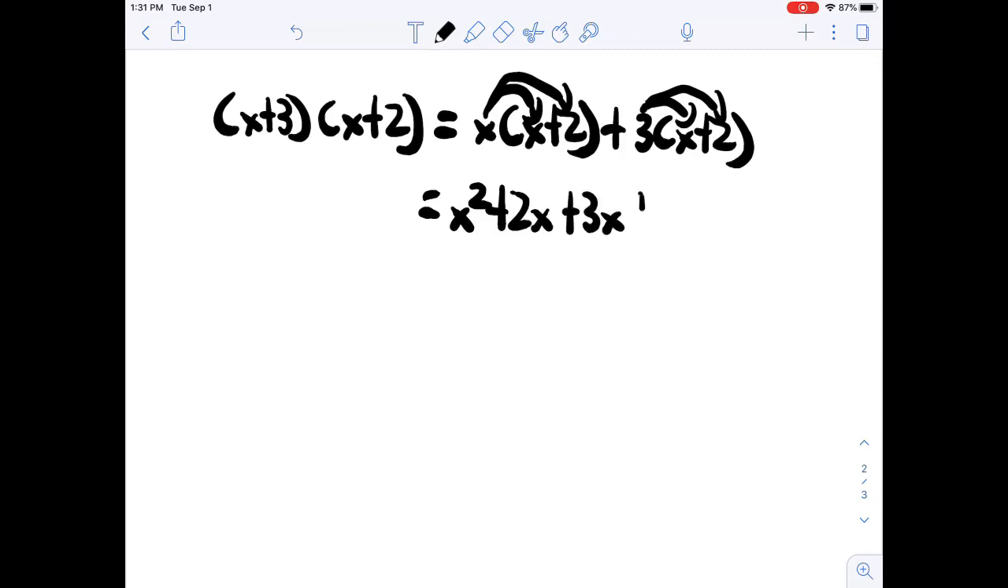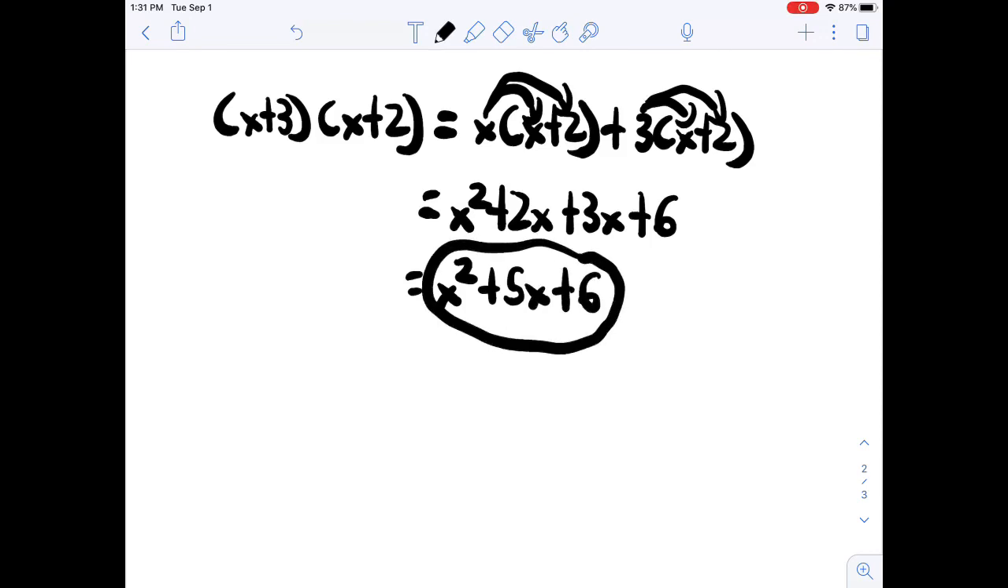x squared plus 2x plus 3x plus 6. And from here, we're going to collect like terms. So x squared plus 5x plus 6.